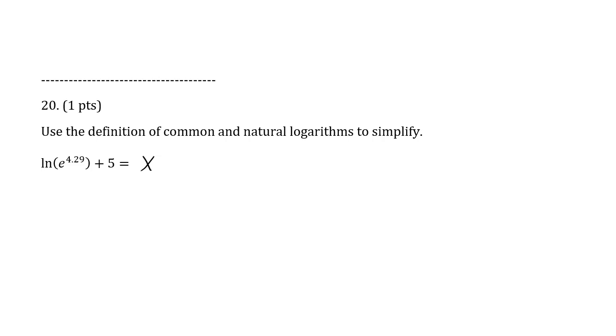The parentheses could actually be dropped so that you have natural log of e to the 4.29 power plus 5 equal x. Notice I left a little extra space so that people would know for sure that the plus 5 is not inside the natural log. Notice that the e is not the base that is written below and to the right, but instead is part of an exponential that's inside of the answer part.